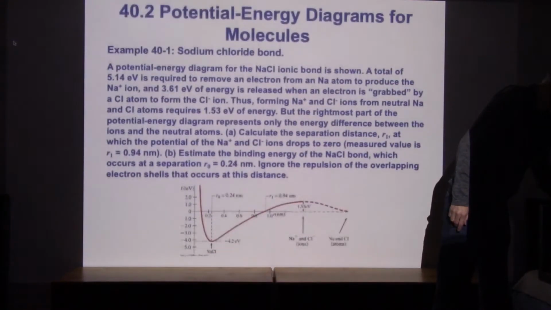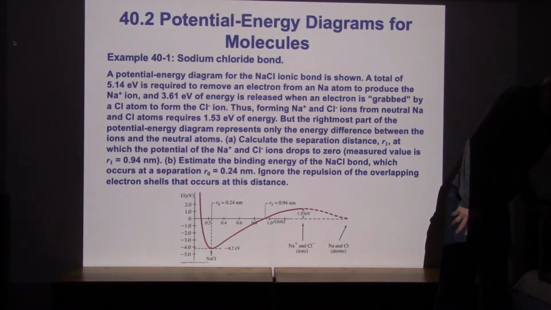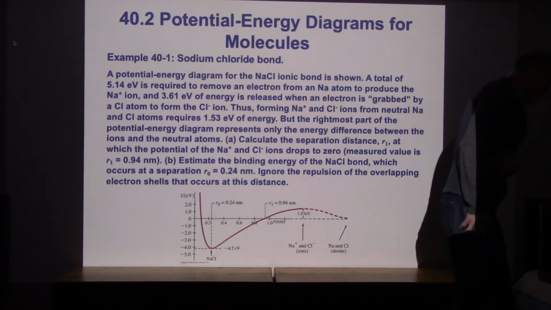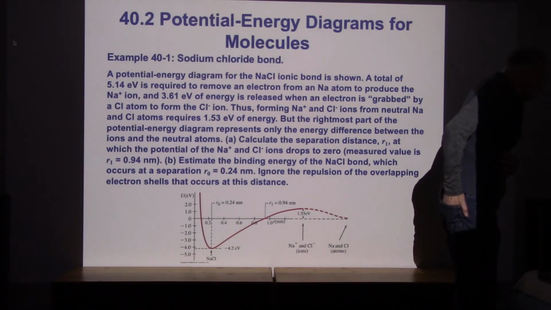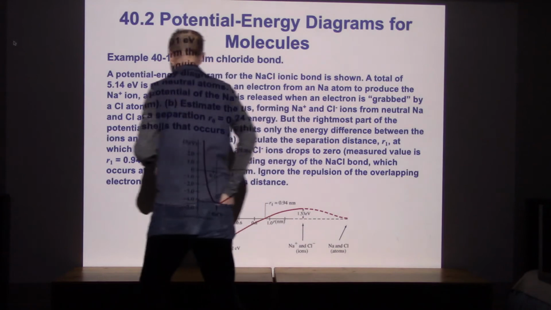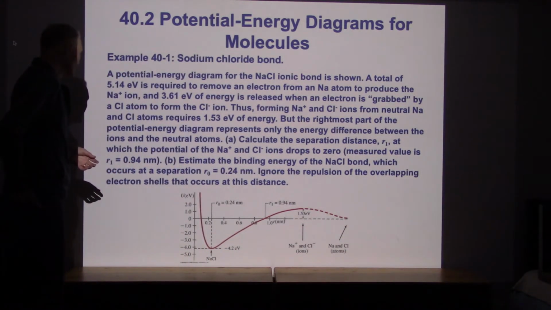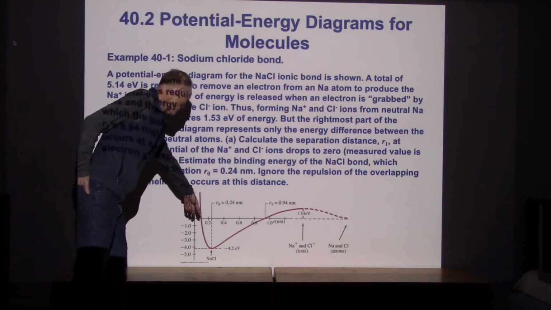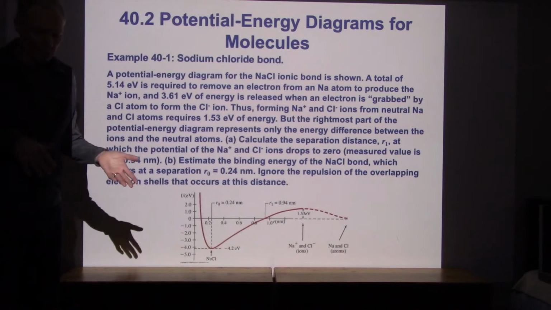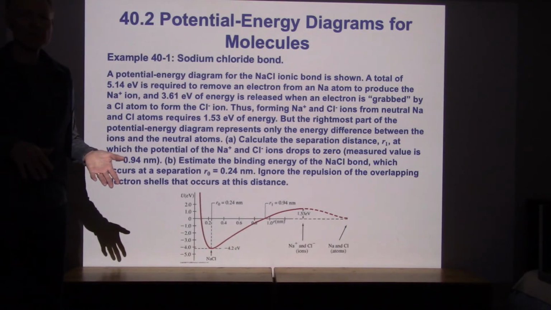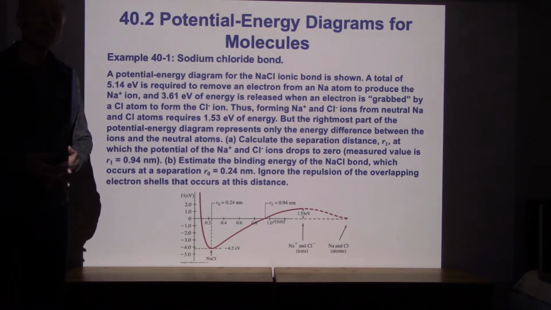Now, the bond energy that they show on the diagram does not include all of that effect. So the bonding that's taking place there, there's an attractive force, but we're also beginning to see the effects of the electrons pushing against each other.